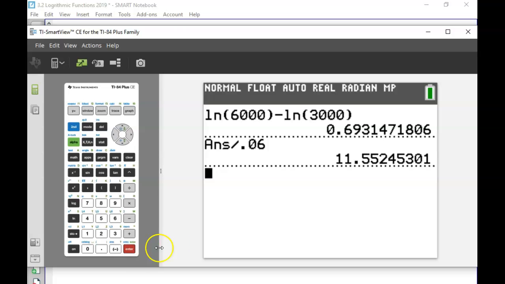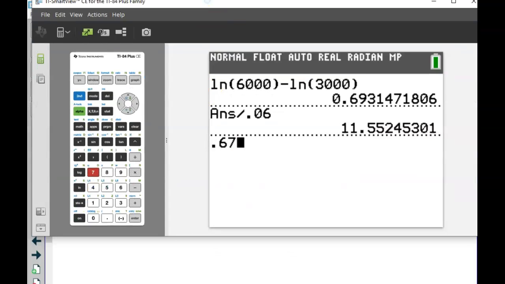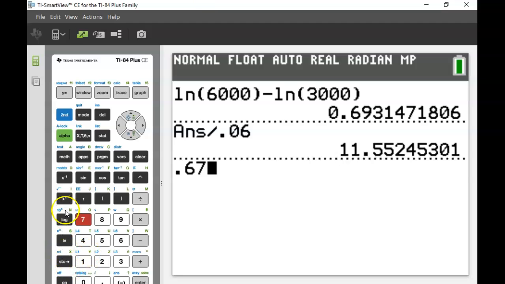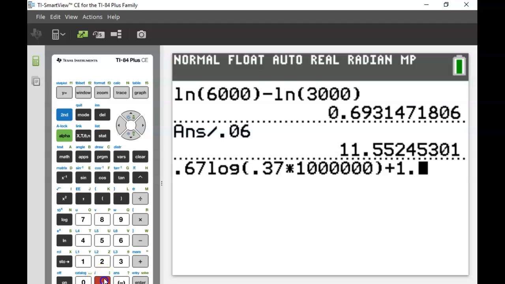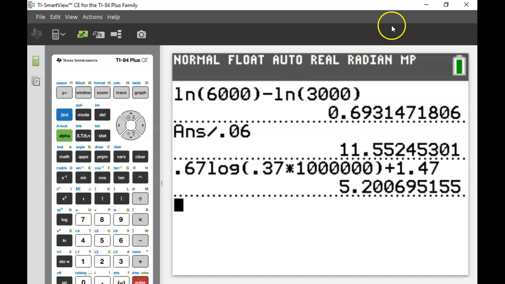Try it. 0.67, then how did it go? Log base 10. And what was in there? Times 1 million. Plus 1.47, thank you. So we got that this was a 5.2 earthquake, anybody?